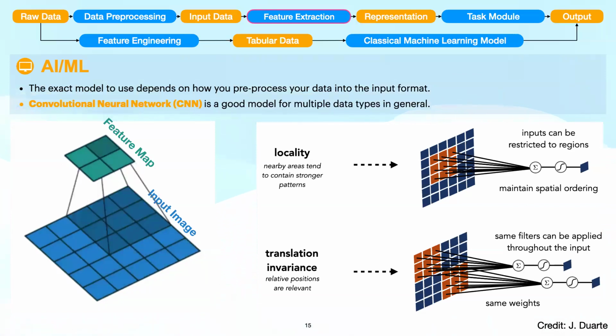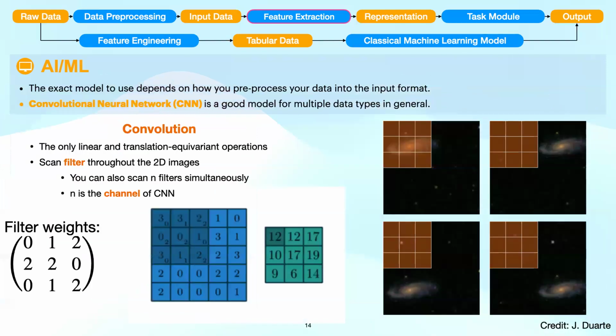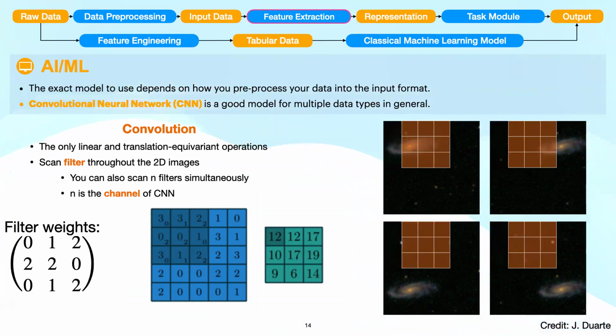The first advantage of a convolutional neural network is locality. Your inputs to the filter are restricted to certain regions, and in an image, the nearby regions usually contain the useful information that we want to look at. For example, in this galaxy image, all the nearby pixels on this plot contain useful information about the fact that there is actually a galaxy.